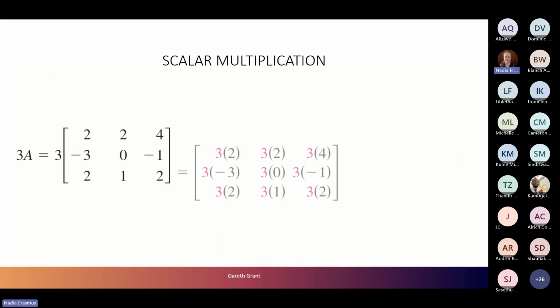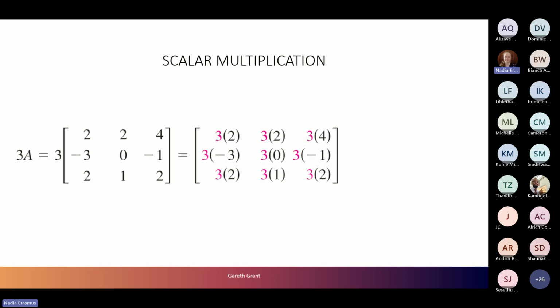But if you multiply it, that is where it becomes different. In this case, we have a 3 that's multiplied into a matrix. So you're going to multiply every single value inside of the matrix with that 3 to get the answer.